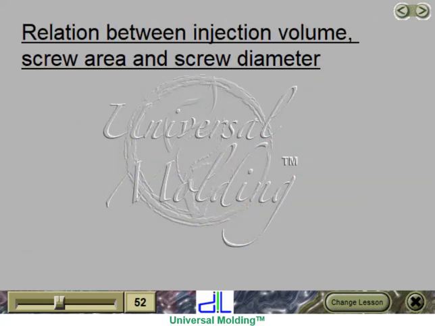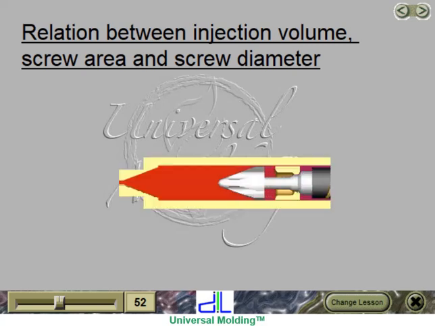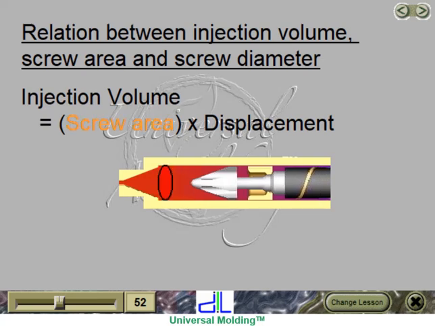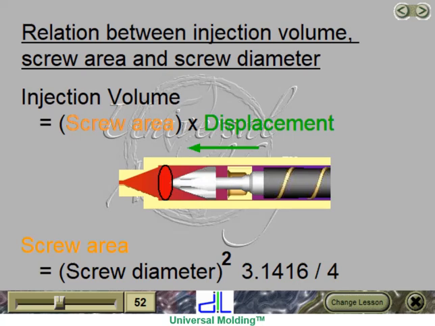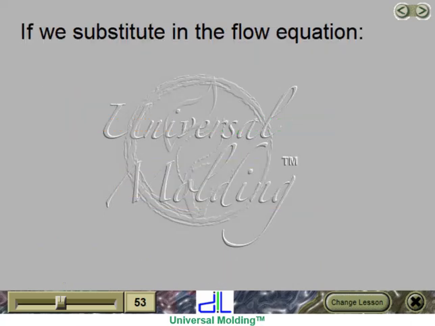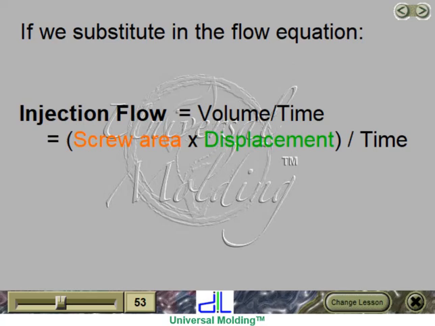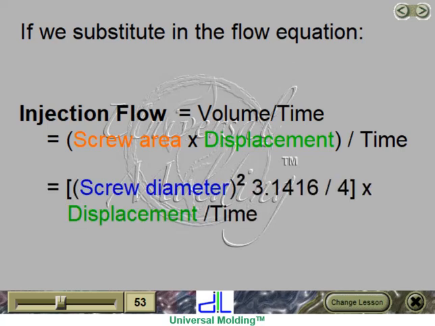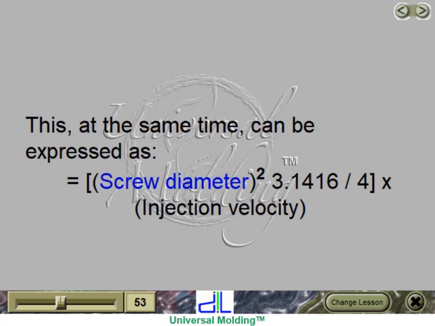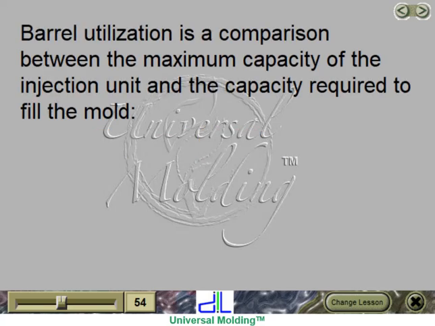Relation between injection volume, screw area, and screw diameter. Injection volume is equal to screw area times displacement. And the screw area is equal to the screw diameter squared multiplied by pi divided by 4. If we substitute in the flow equation, injection flow equals volume divided by time, where volume equals screw area times displacement, and this equals the screw diameter squared times pi divided by 4, all multiplied by displacement and then divided by time. This, at the same time, can be expressed as screw diameter squared times pi divided by 4 times injection velocity.